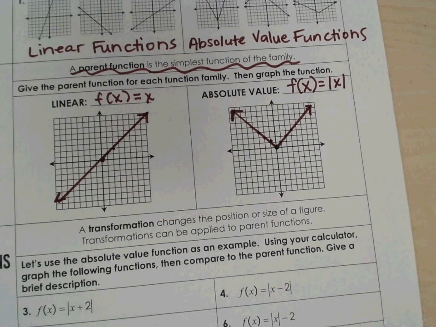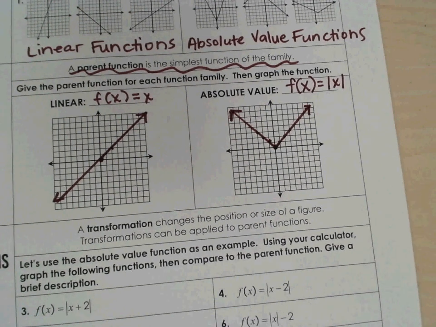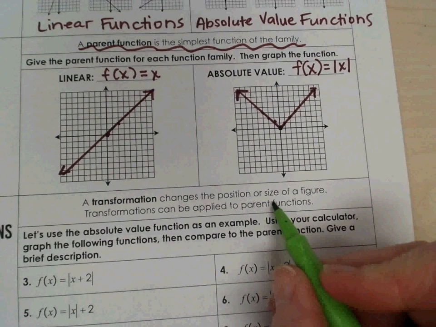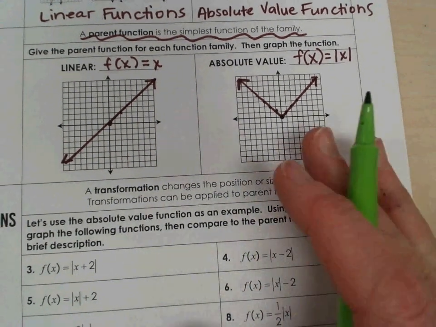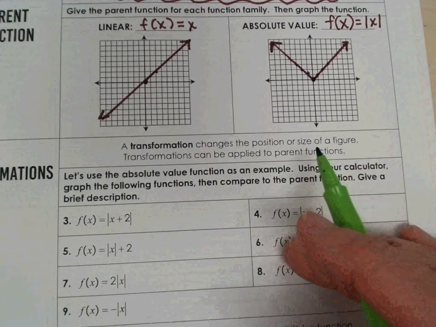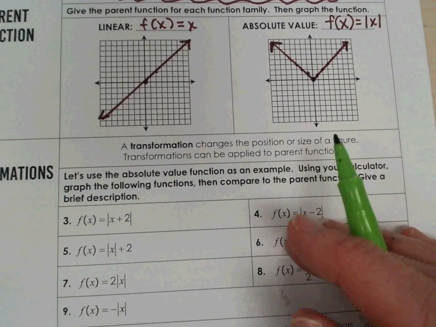So, 2 examples of parent functions. We'll take a look at a whole variety of additional parent functions later on in this unit. For today, we're going to focus mainly on the absolute value function and transformations. So transformations, can you read that for us, please, Piper? A transformation changes the position or size of a figure. Transformations can be applied to parent functions. Great, thank you. It all starts with the parent function.